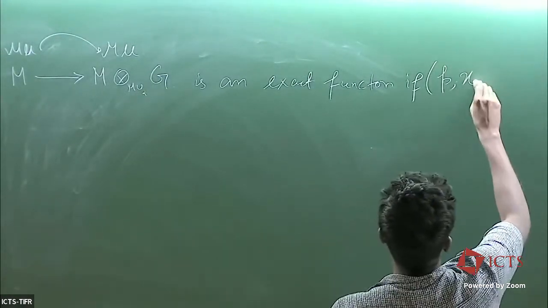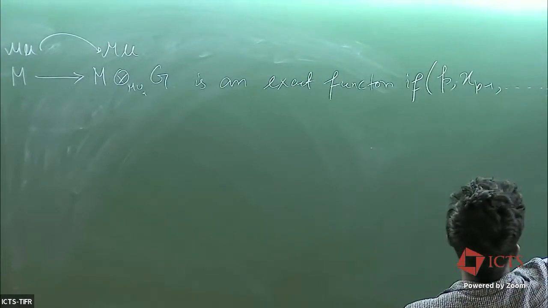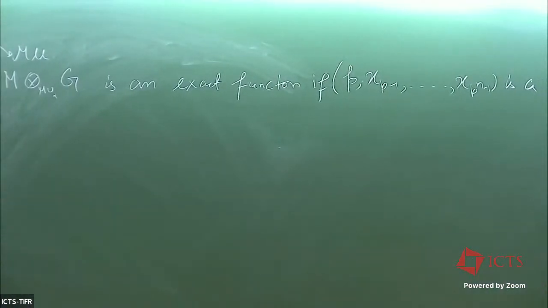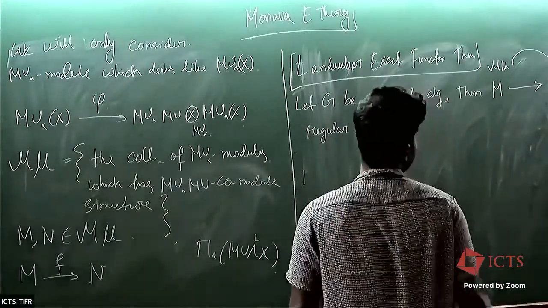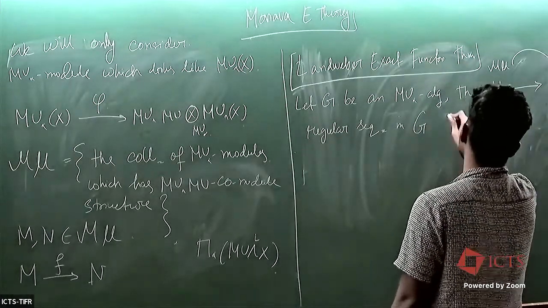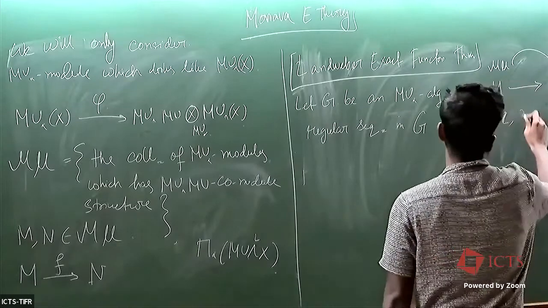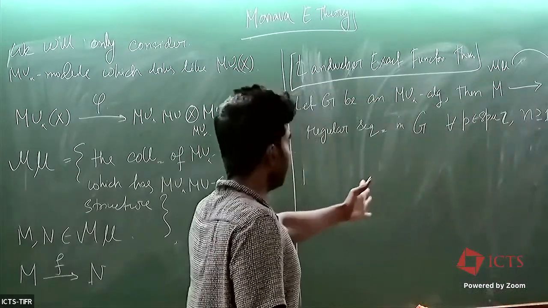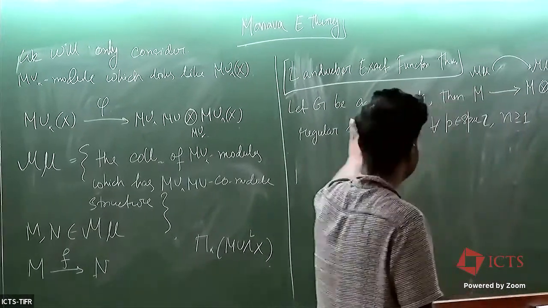p, v1, ..., v(n-1) is a regular sequence in G for all p in spec Z and n greater than or equal to 1. So this gives us a criterion for when this functor will actually be exact. This is called the Landweber exactness.